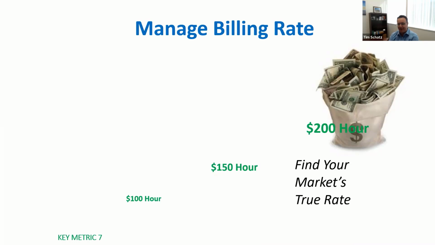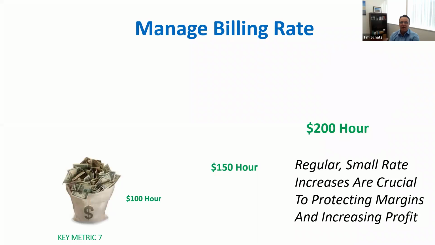What we have to do to find our market's true rate is to have regular small increases every 12 to 18 months. Raise your hourly billing rate by a small amount. And that is crucial for two things. Number one, you want to protect your margins because your costs are increasing over time. You give periodic raises to employees over the years, so your payroll costs are creeping up. Gas gets more expensive, operating costs go up over time.